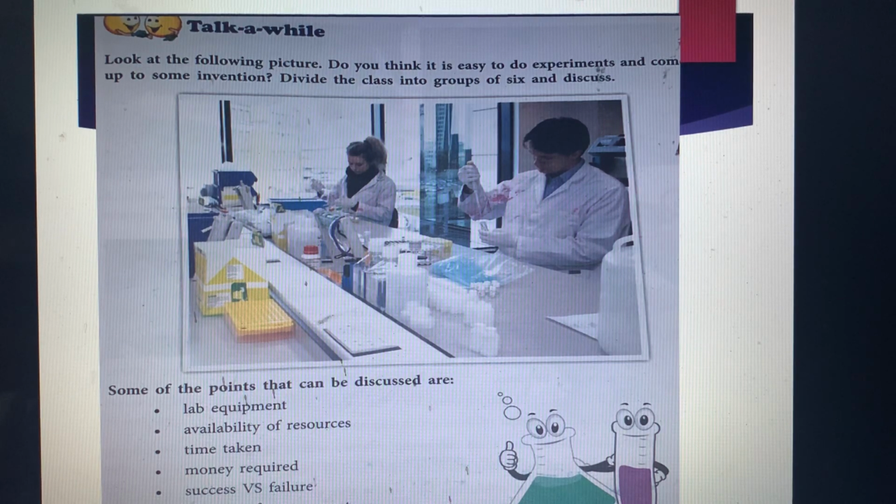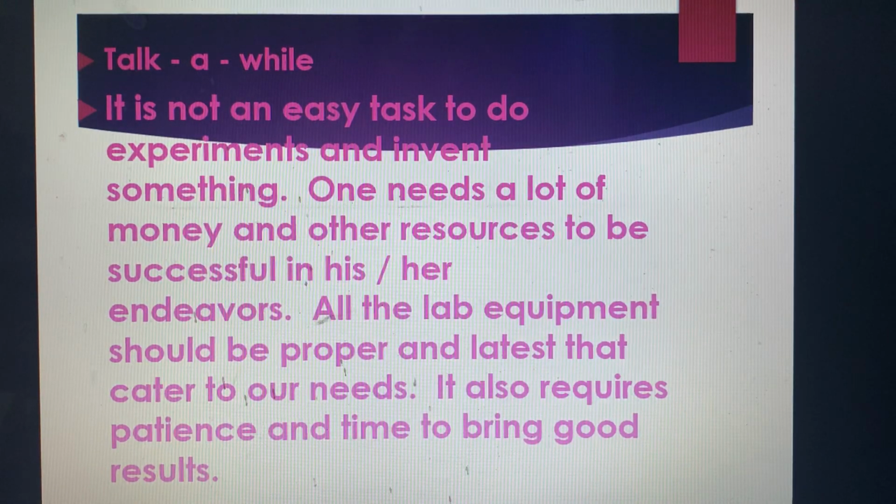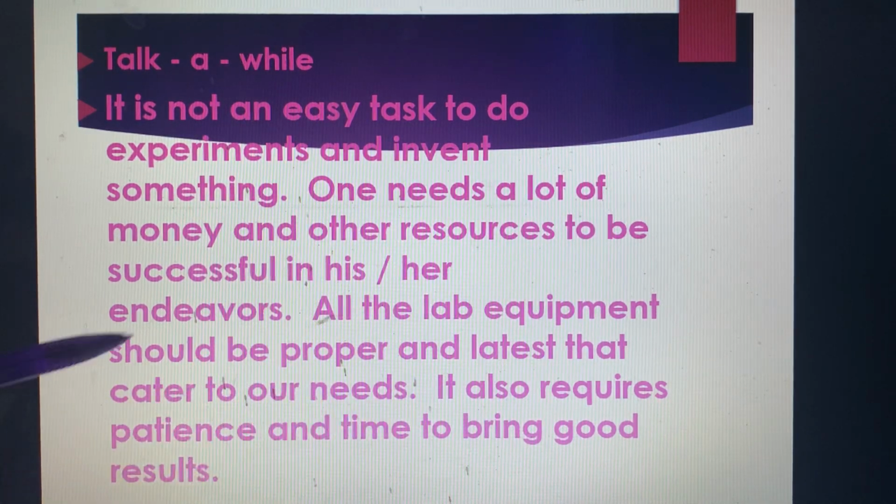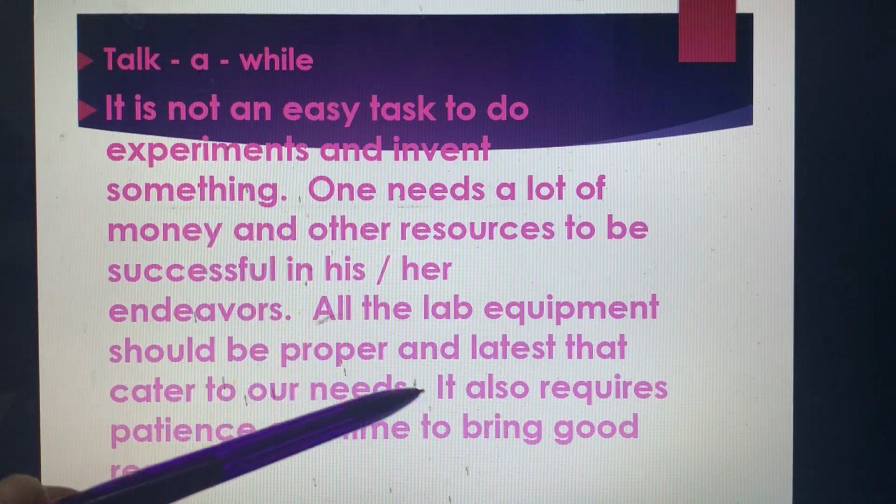Let us see. I have written something for you all. Fine. You can do. This is all what I discussed with my friends. And you can write on your own also. So it is not an easy task to do experiments and invent something. आसान नहीं है ये experiment करना. One needs a lot of money and other resources to be successful in his or her endeavors. All the lab equipment should be proper and latest that cater to our needs. Cater means that fulfill our needs.